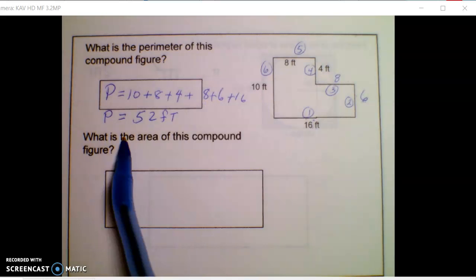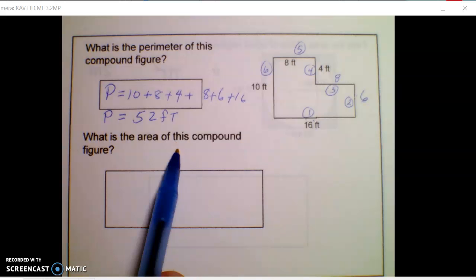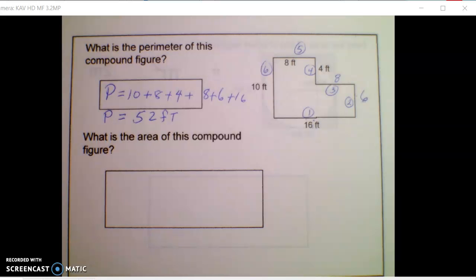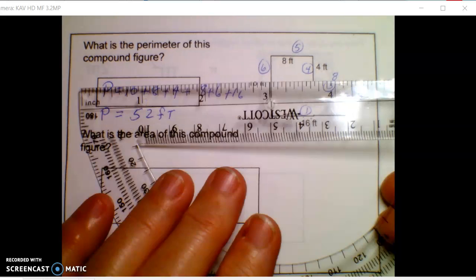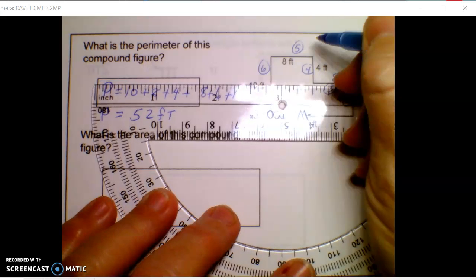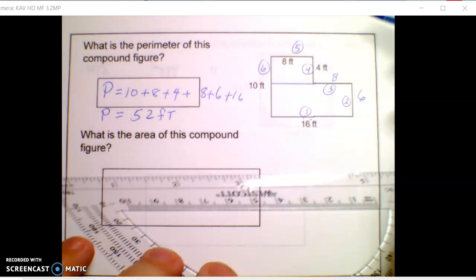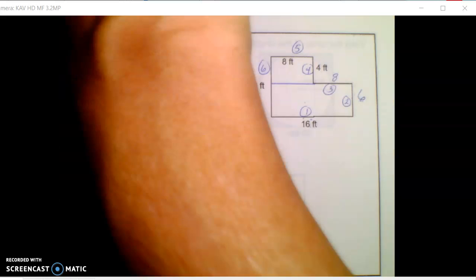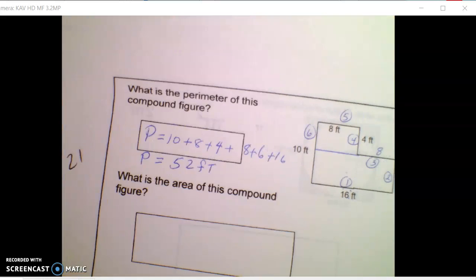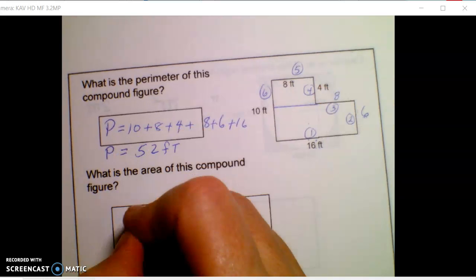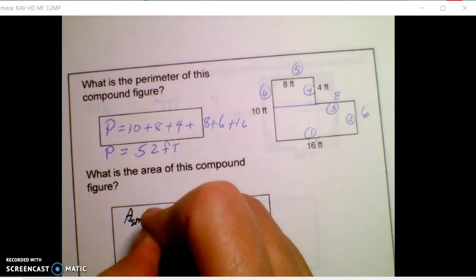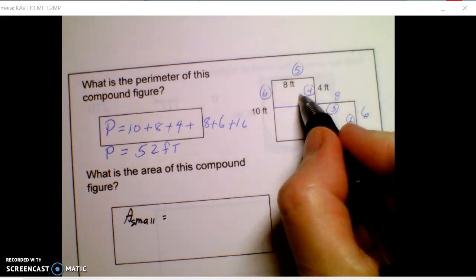Okay, we're going to use the same idea for area of a compound figure. So when we're looking at area, I'm going to break this thing up into 2 separate figures. So I'm going to break it up into a rectangle going this way. So I have this rectangle down here, and I have this rectangle over here. I'm going to use a different color so you can see the difference. So I have area of 1, and let's call that the small one. So that's a small one here.